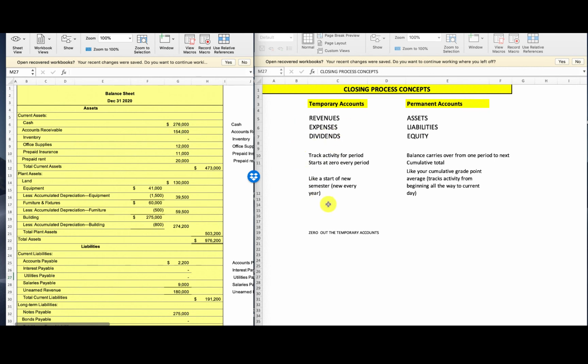Temporary accounts, they zero out. And the whole point of the closing process is to zero out these temporary accounts, to make revenue zero, to make expenses zero, to make dividends zero, right? And we'll go through the steps that you take to actually make that happen.